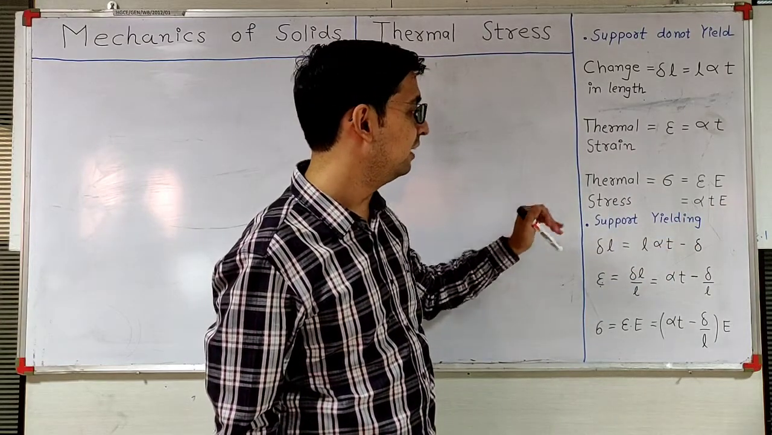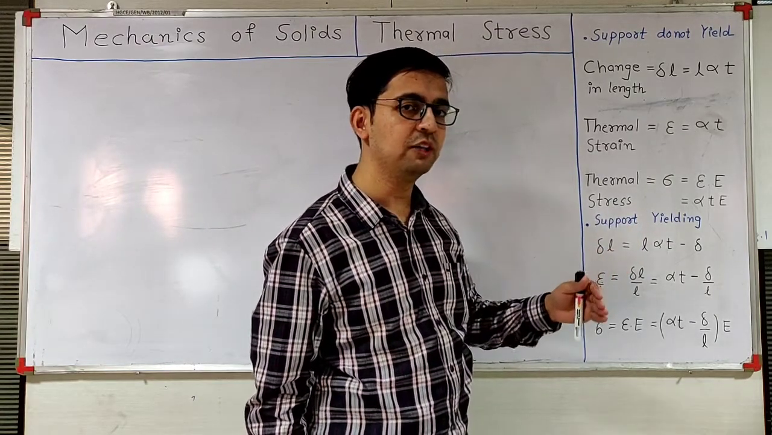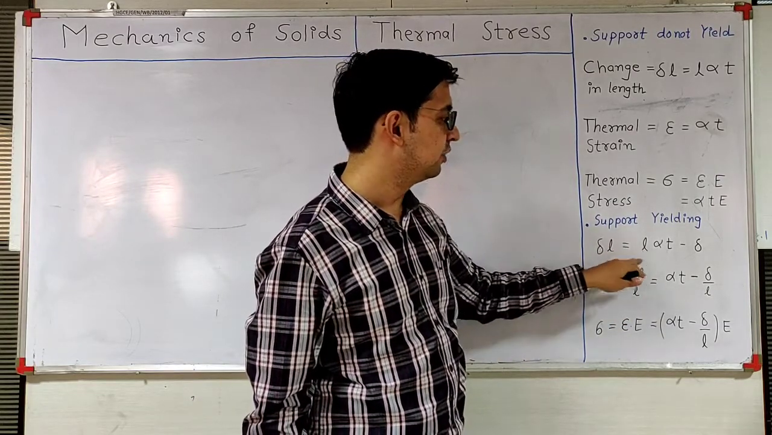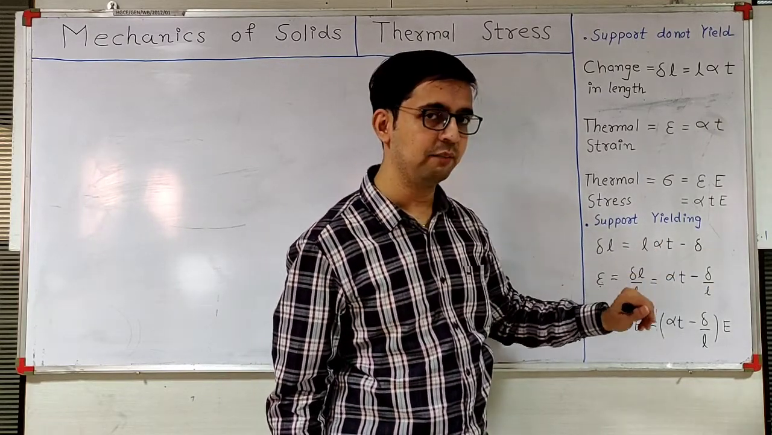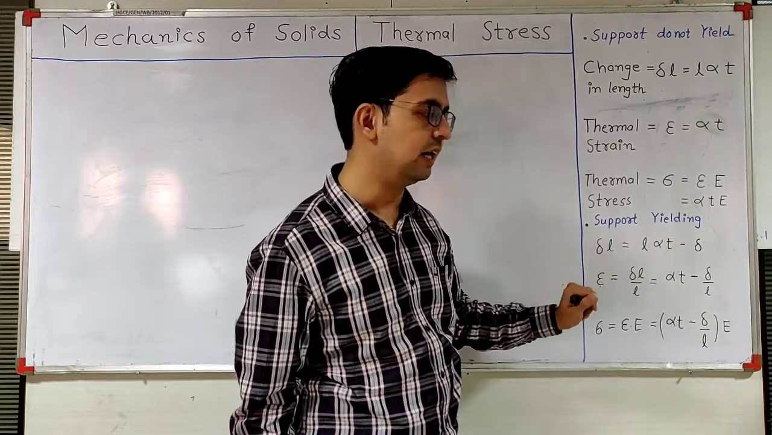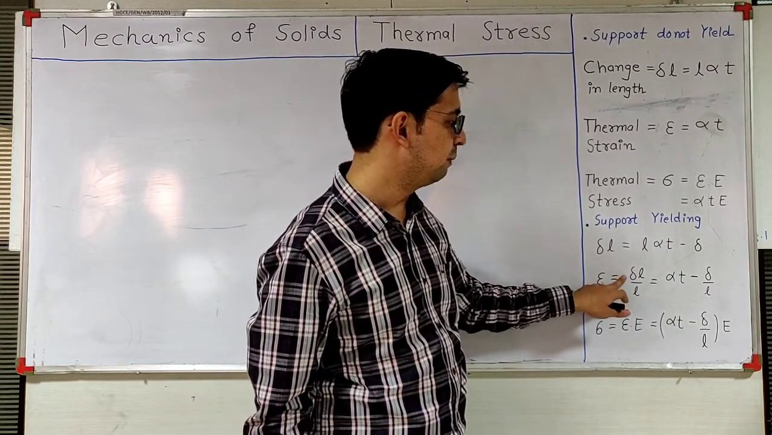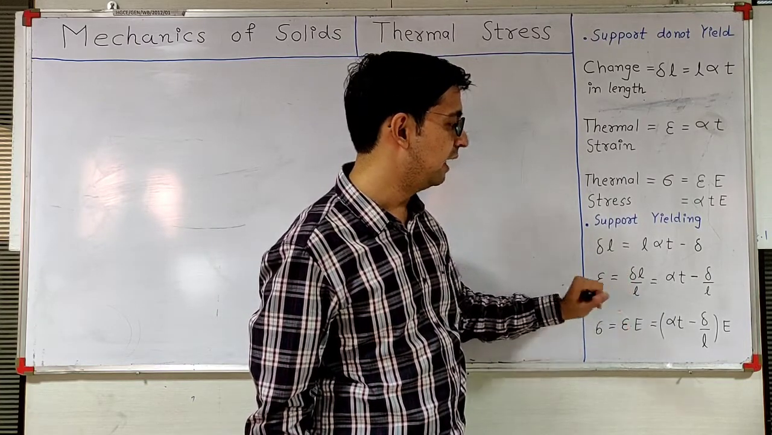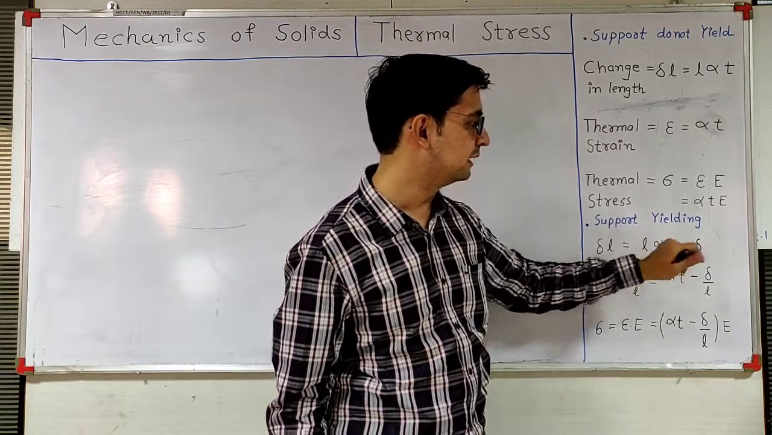Now the second condition is when the support is yielding, meaning the support is moving. In that case, the first parameter is change in length. The change in length equation is L alpha T minus delta, where delta indicates the support movement or support yielding. Next is thermal strain epsilon, denoted by change in length over original length, so the equation is delta L by L, where delta L is L alpha T minus delta.